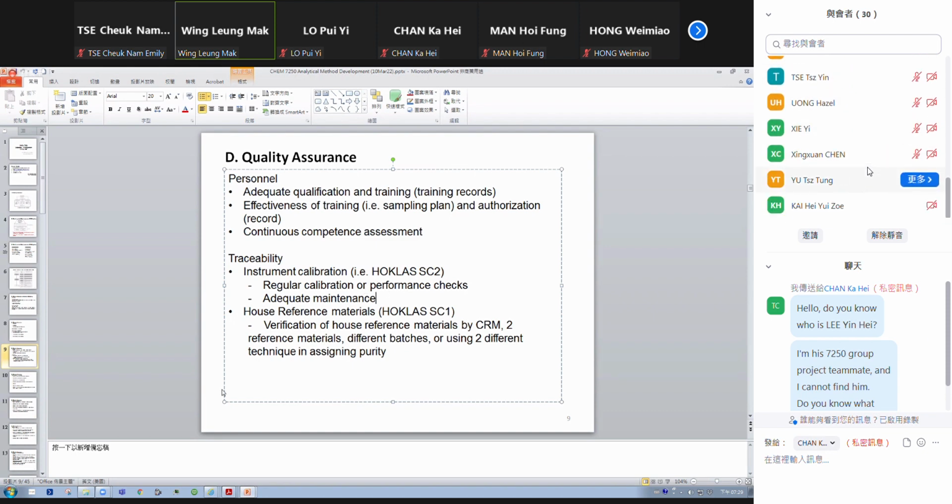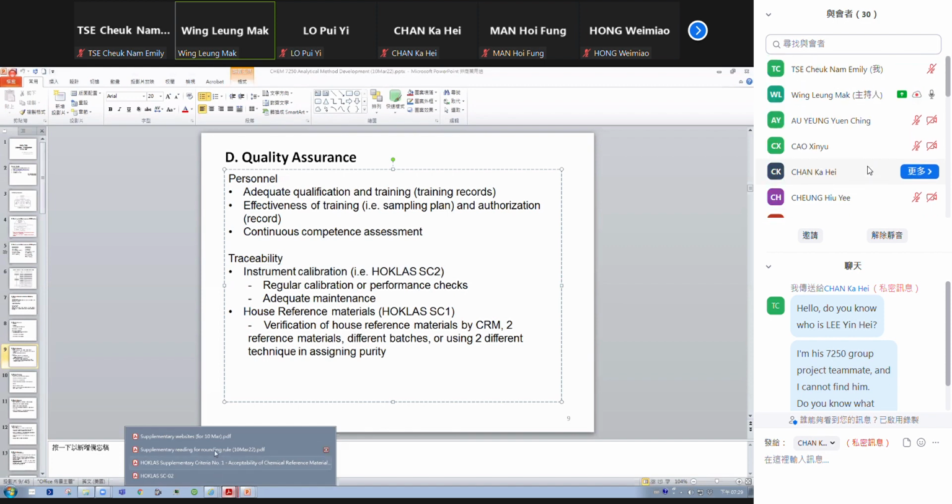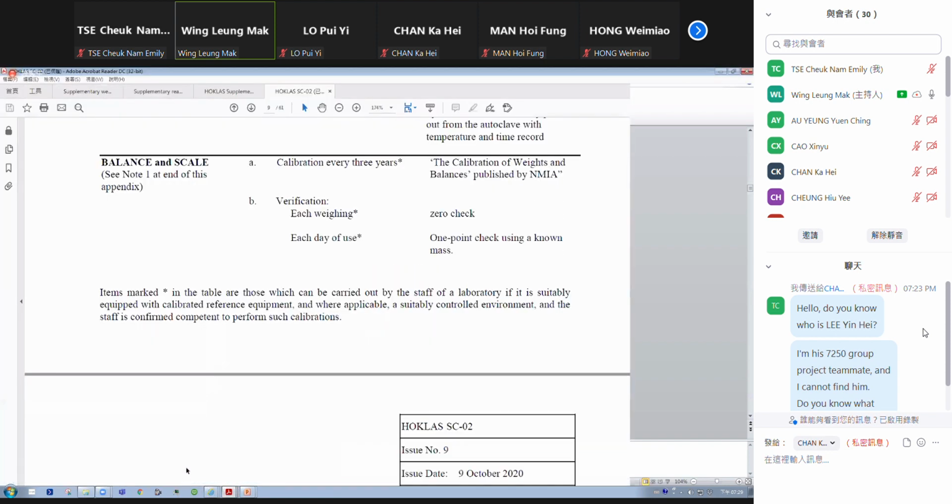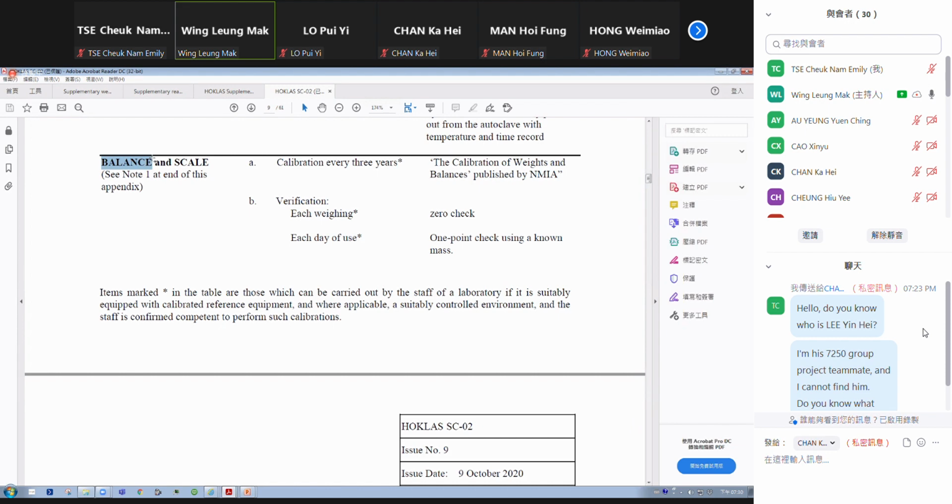I give you some slides, the PDF. It is the supplementary criteria. For example, a balance, you will always use to measure the weight of your samples, or to prepare the calibration curve. You measure the chemicals in powder form and use solvent to dissolve the powder and make the calibration curve in the volumetric flask.